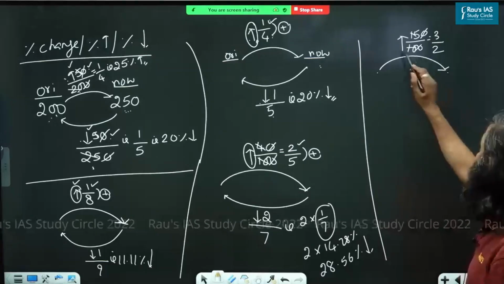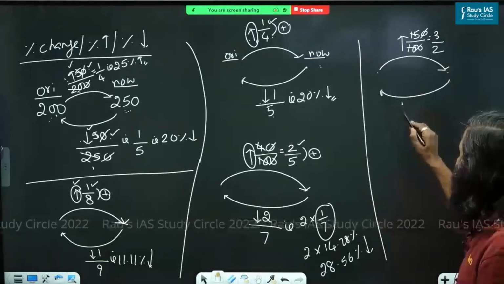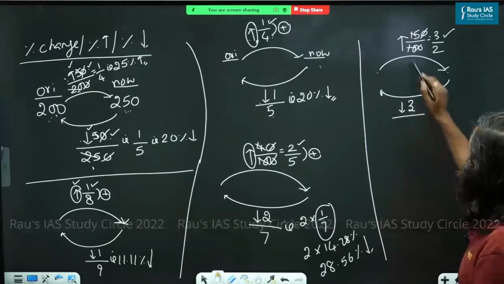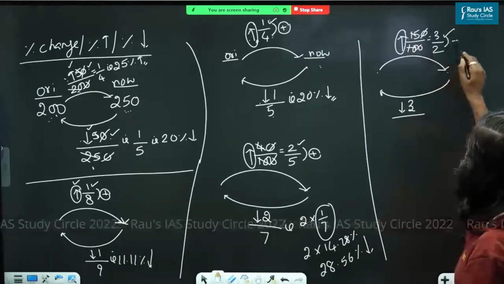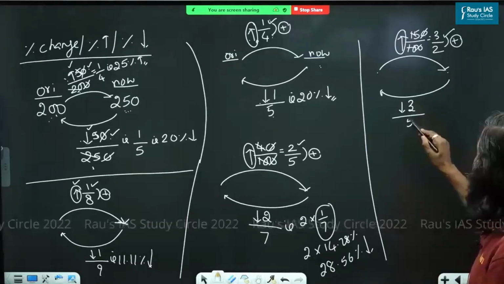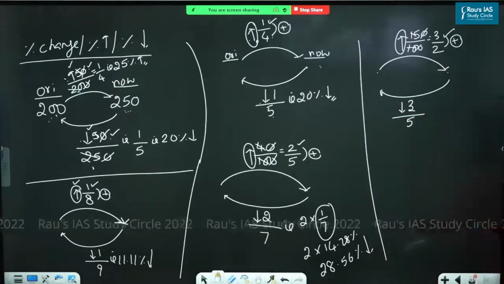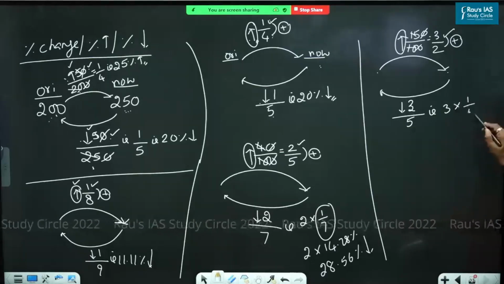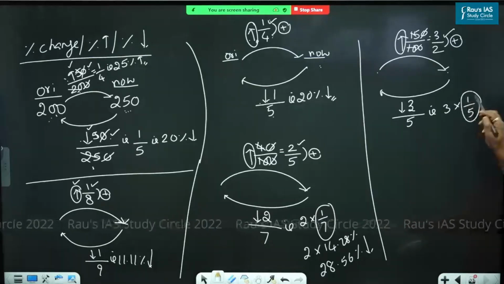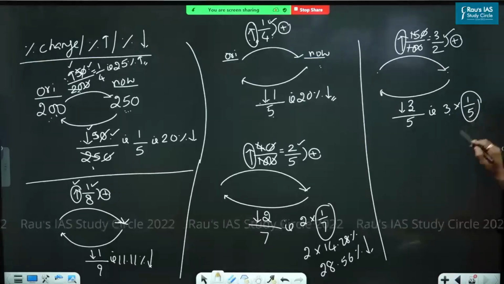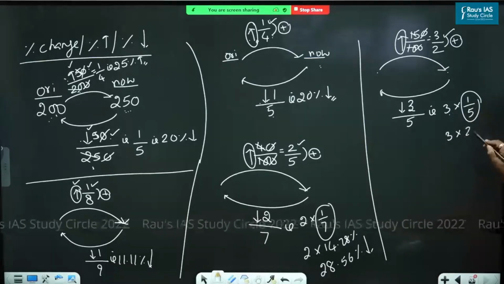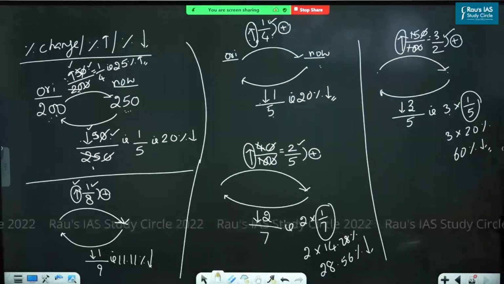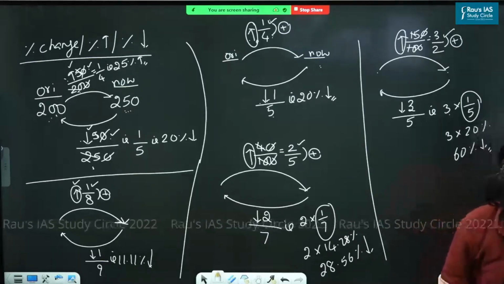From here to here increasing, so from here to here decreasing. Whatever the numerator, same numerator. Reference is increasing, add numerator and denominator. That is 5 here. How can I write 3 by 5? 3 into 1 by 5. 1 by 5 means 20%. So 3 into 20%, that means 60% decreasing from here to here. Are you understood?